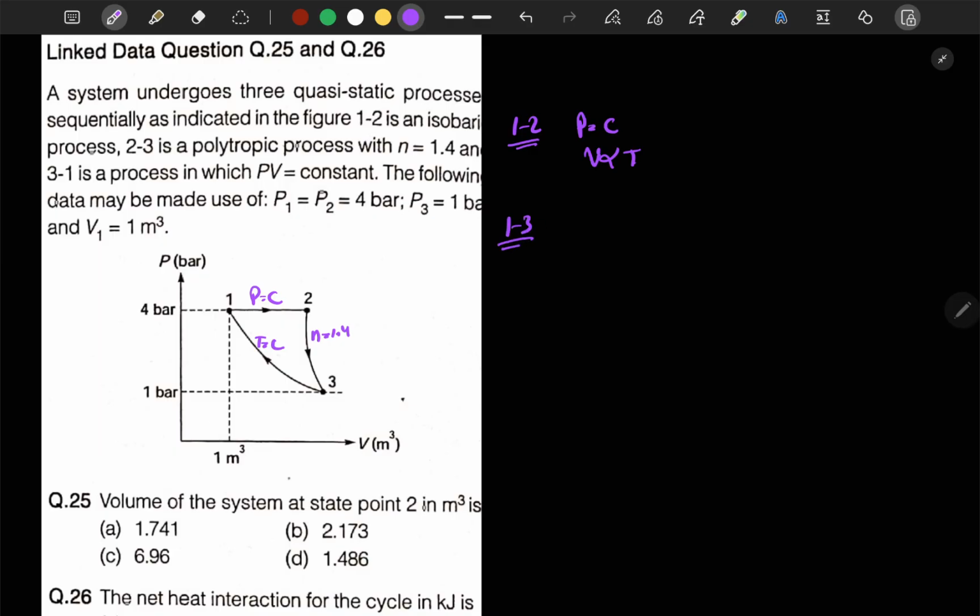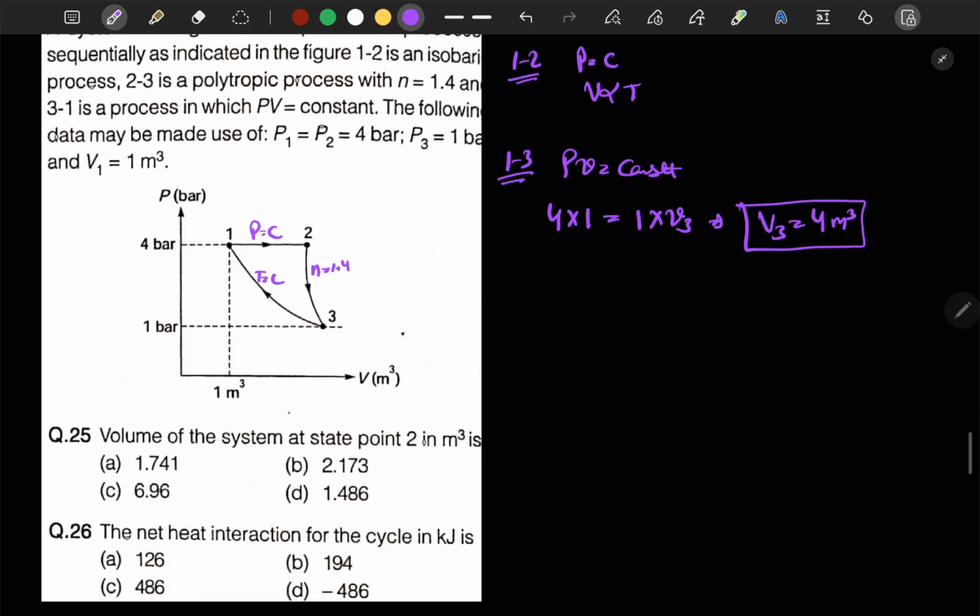For process 1-3, since it is isothermal, we can say PV is equal to constant. So pressure at 1 is 4 bar, volume at 1 is 1 meter cube, is equal to pressure at 3 is 1 bar into volume V3. So from here we get V3 is equal to 4 meter cube.